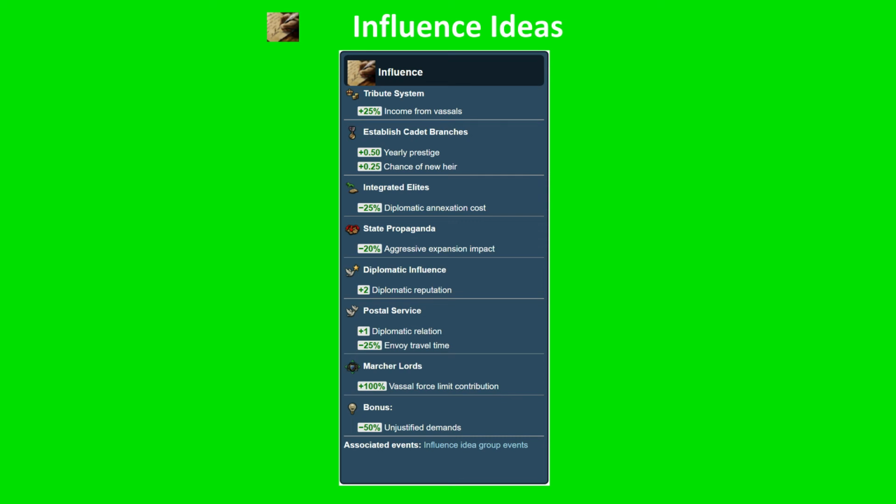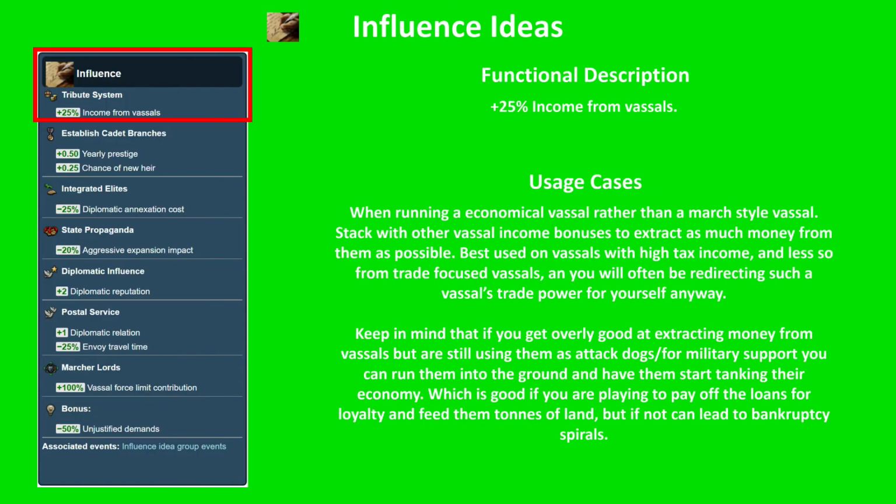Influence ideas. Influence ideas consist of the tribute system, established cadet branches, integrated elites, state propaganda, diplomatic influence, the postal service, marcher lords, and the bonus of unjustified demands. So the tribute system, plus 25% income from vassal subjects only. So when you're running an economical vassal rather than a march style vassal is how you best use this.